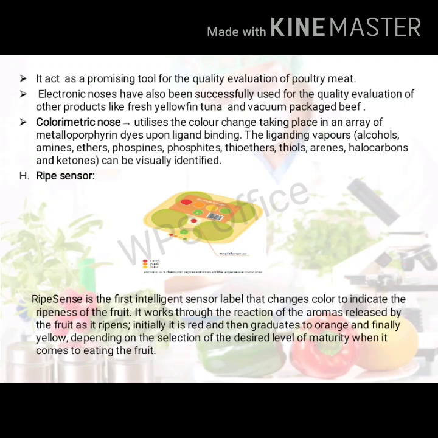RipeSense sensors. RipeSense is the first intelligent sensor label that changes color to indicate the ripeness of the fruit. It works through the reaction to the aroma released by the fruit as it ripens. Initially it is red, then graduates to orange and finally yellow, depending on the selection of the desired level of maturity when it comes to eating the fruit. The figure shows the schematic representation of the RipeSense indicator.